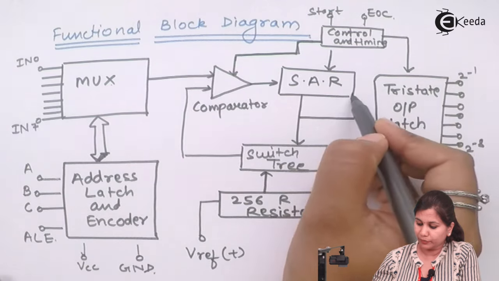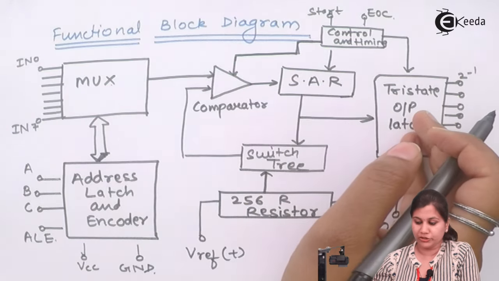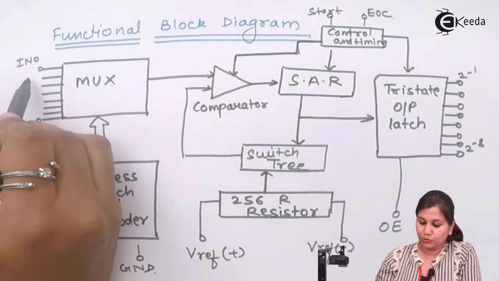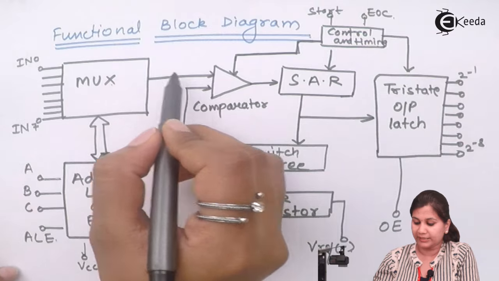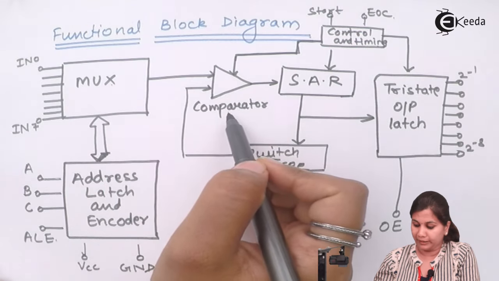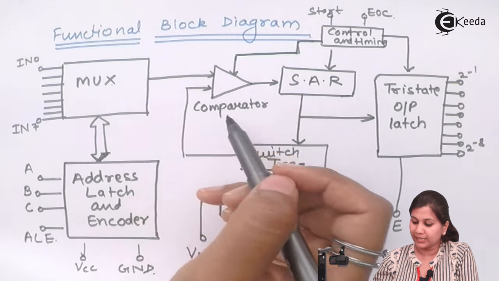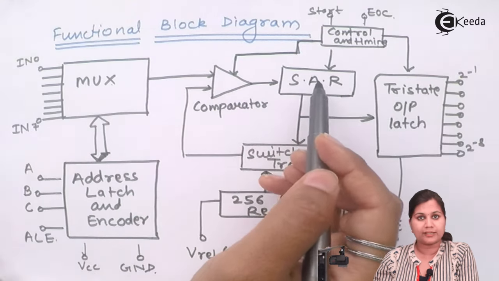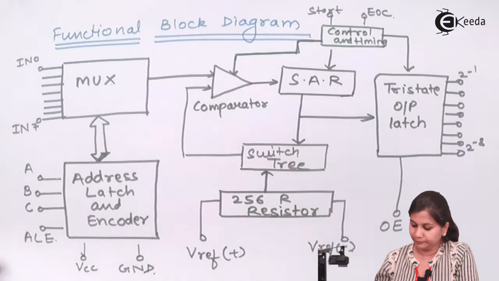The SAR is doing the conversion of the analog signal to the digital signal. Multiplexer is used to select the 8 channels. Out of that, one channel is selected and given to the comparator. Comparator compares it with the reference signals, and then the successive approximation register will do the conversion. Okay.